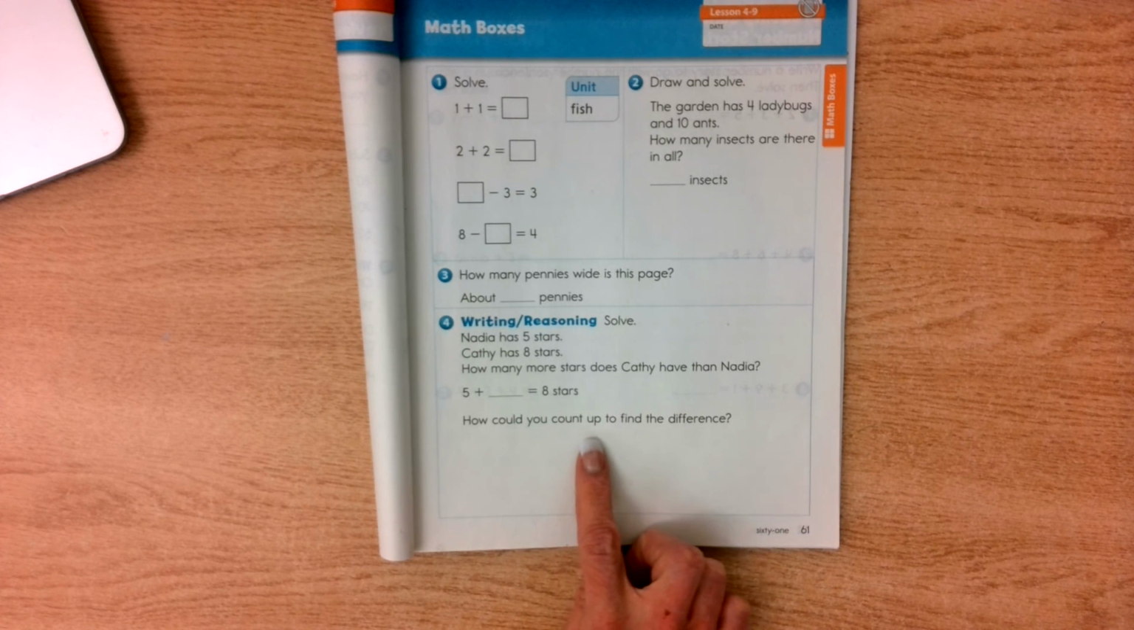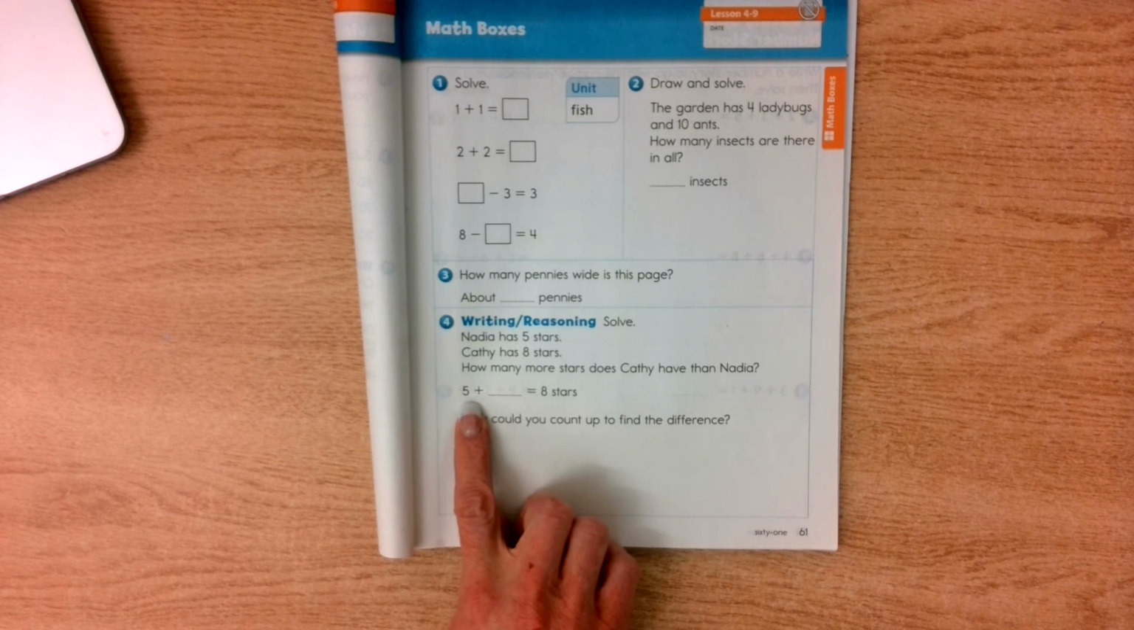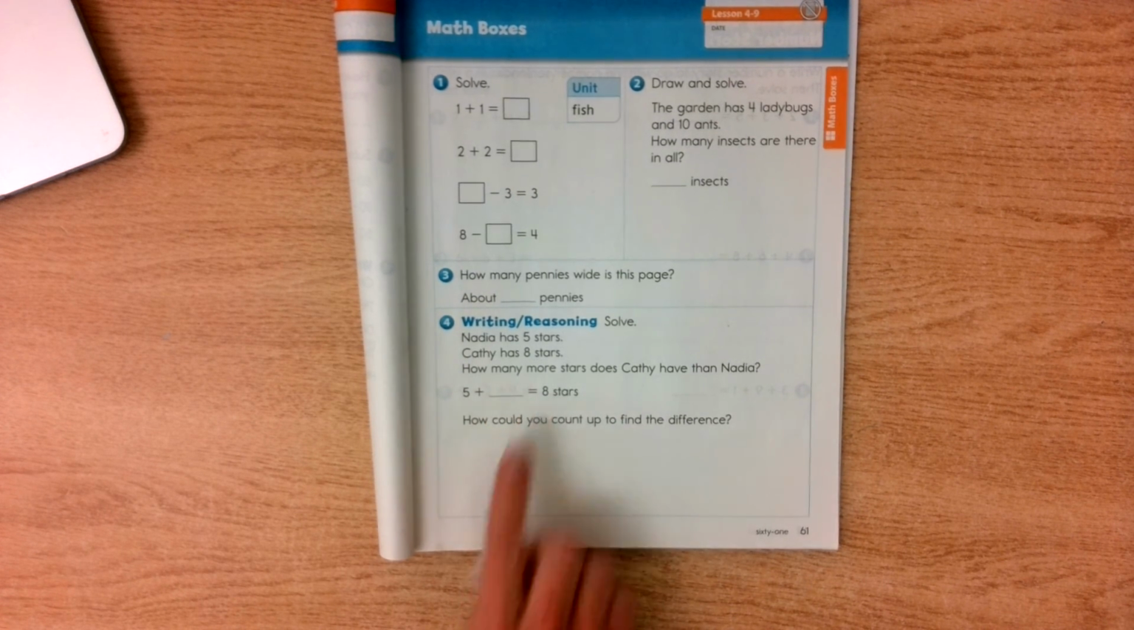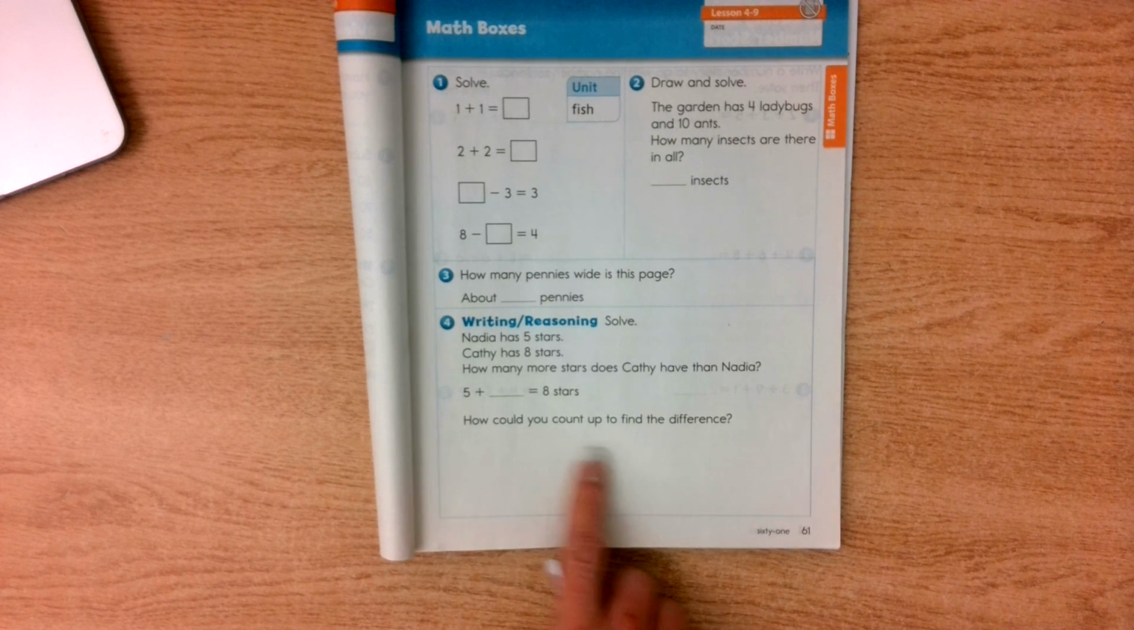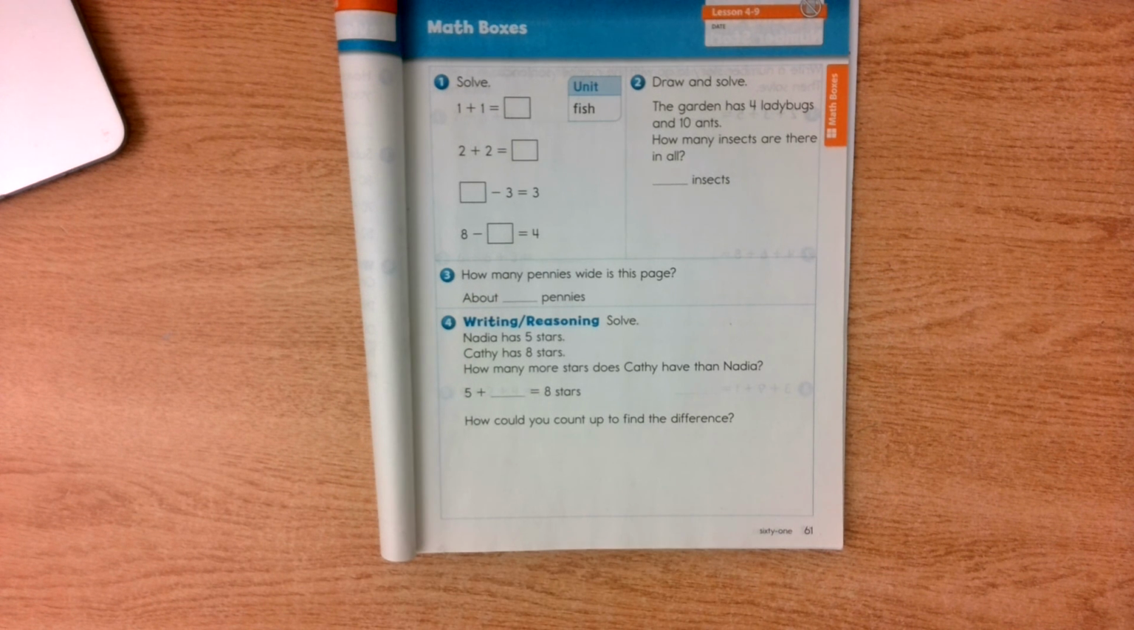How could you count up to find the difference? So this is telling you, this is you counting up because you're counting up to 8. So how can you do that? Tell me down here, how can you count up to find the difference? So you're pretty much doing it there, just telling me what you're doing.